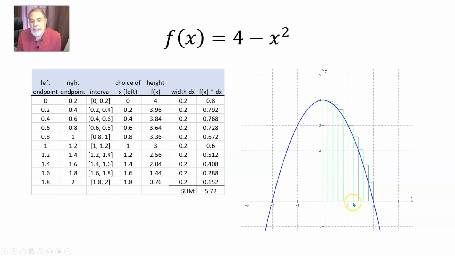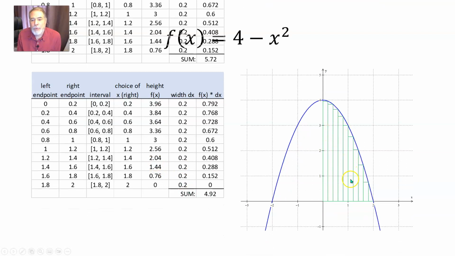If I divided it up into 10 pieces, so like 0 to 0.2, 0.2 to 0.4, 0.4 to 0.6, and so on, then plug in the left endpoint of each of those subintervals, 0, 0.2, 0.4, and so on, to get the height of each rectangle. Multiply the height times the width, which in this case is 0.2 for each one. Add those together, the sum is 5.72. If I use the right endpoints instead, the sum turns out to be 4.92. So now we've narrowed it down further. The actual area under the curve itself is somewhere between 5.72 and 4.92.